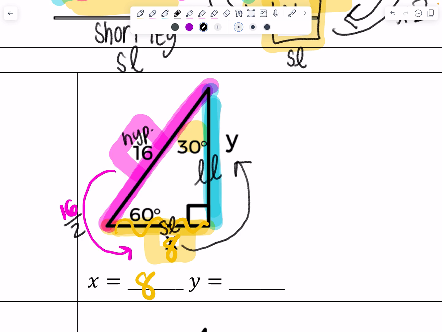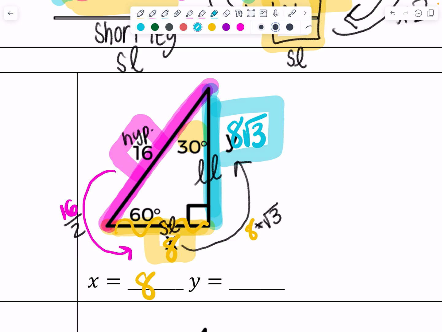Once you know that that is 8, to go from the short leg to the long leg, remember that's times the square root of 3 because it's getting bigger. So we're going to take 8, which is our current yellow piece, and we're going to multiply that times root 3. What happens when you do 8 times root 3? You're going to get 8 root 3. So my blue piece is 8 root 3. So I'm going to fill that in.